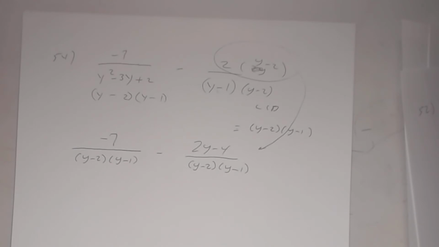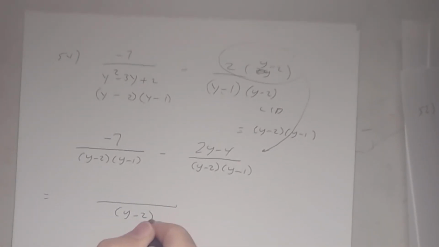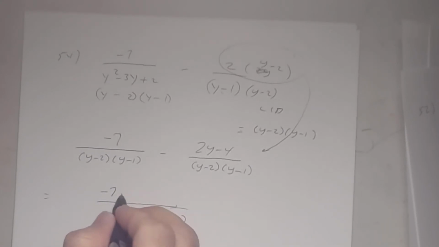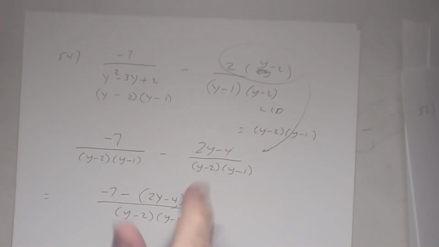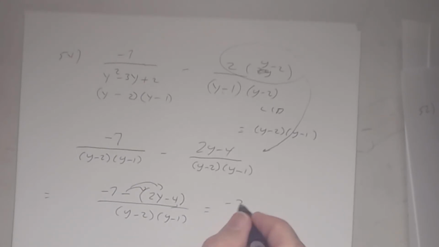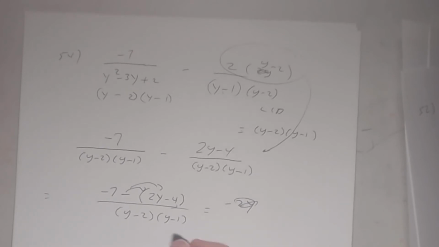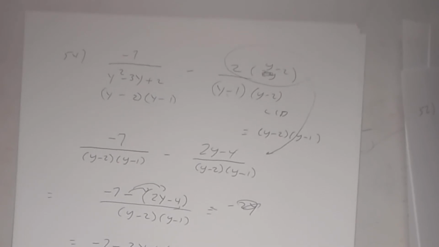Okay, now think about 7.3. The denominators are the same, so I write it as one fraction. My denominator is going to be this LCD. You got to do negative 7 minus, in parentheses, 2y minus 4. You all agree? That's 7.3. Remember how we did that? Do the negative, then distribute. So I get negative 7 minus 2y, and then plus 4.